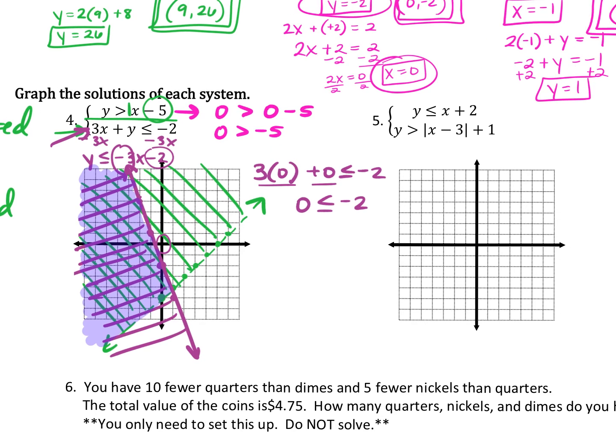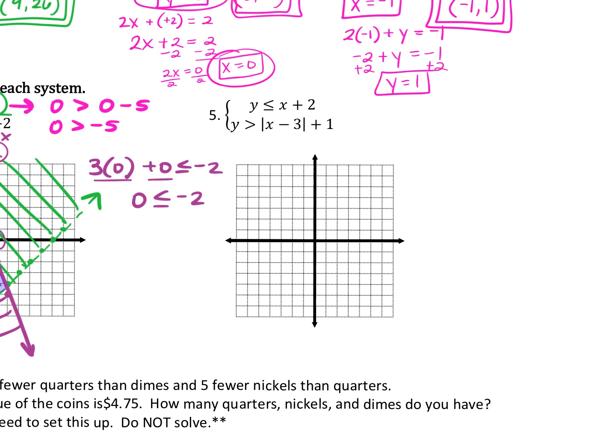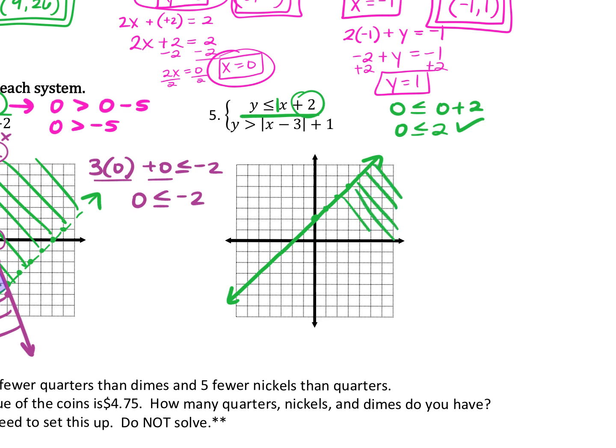Okay, number 5. So this top equation, that's in slope-intercept form. So you're going to plot your y-intercept up 2, and then a slope of 1. So up 1 over 1. This is going to be a solid line. So it's going to look like that. And then plug in 0, 0. So 0 is less than or equal to 0 plus 2, which means 0 is less than or equal to 2. That's true. So you're going to shade the 0, 0 side, which would be down below. Okay, so that's the first line.